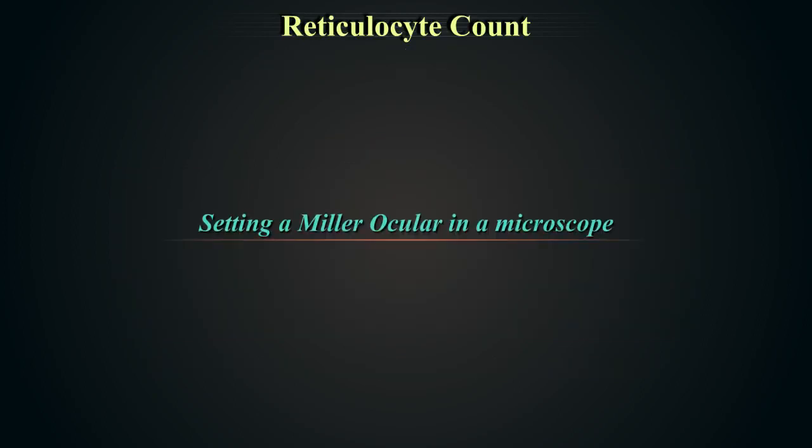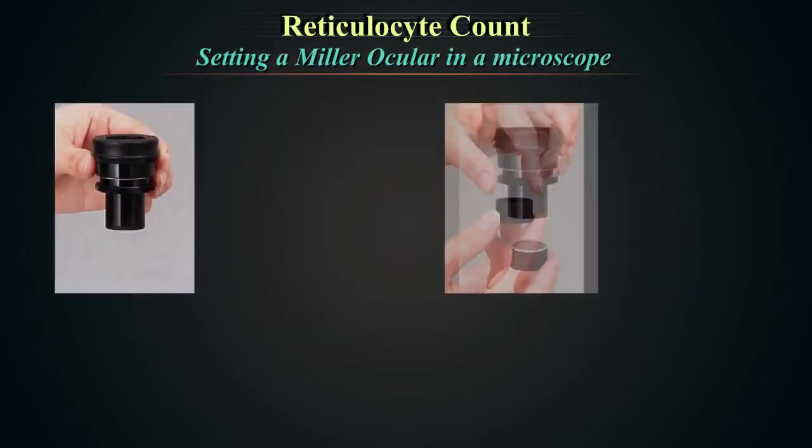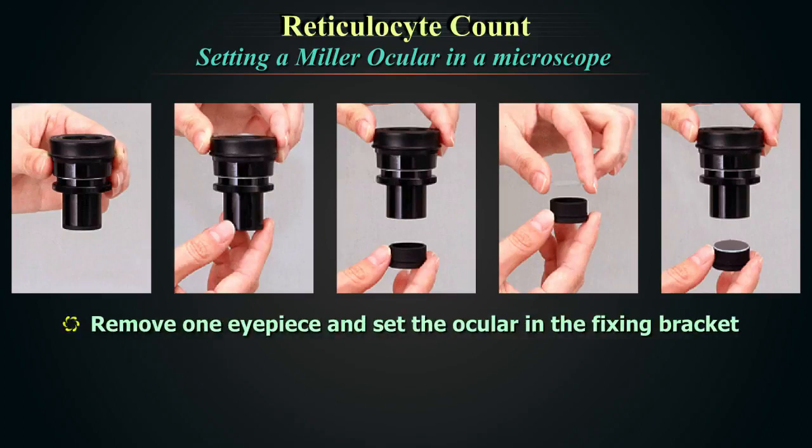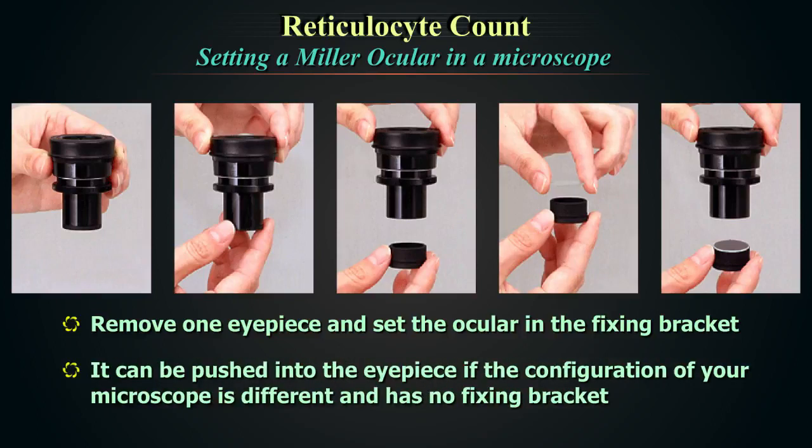Setting up a Miller's ocular in a microscope. So this is how we set the Miller's ocular. Remove one eyepiece and set the ocular in the fixing bracket as shown here. Turn the end of the eyepiece counterclockwise and remove the fixing bracket for the micrometer. Put the micrometer on the fixing bracket with the printed surface down and then place it into the eyepiece. This is a typical example of attaching the micrometer. There might be differences between makers and models. You may use just one eyepiece.